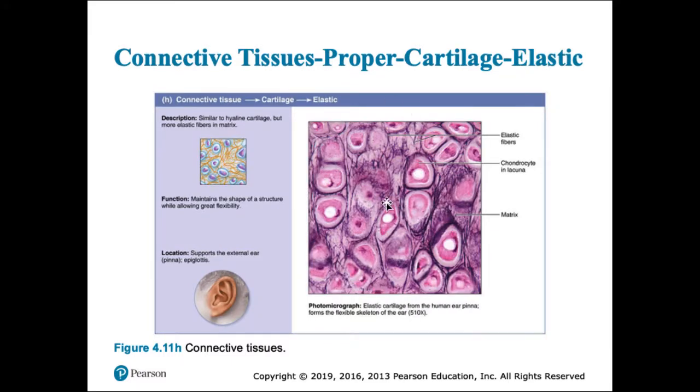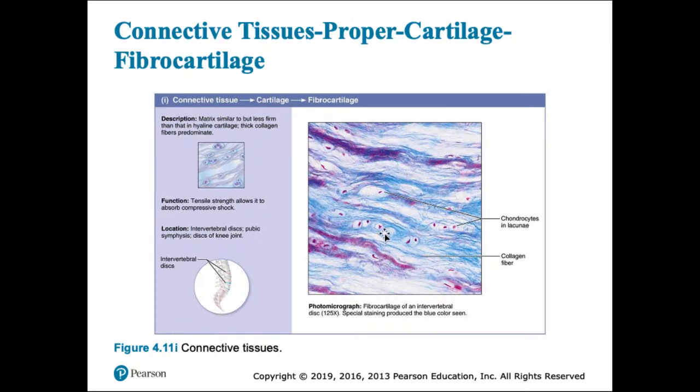And this elastic cartilage here typically maintains the shape of a structure, so you're going to find this in the ear, or the external ear, I should say. And you can see what that looks like. So it helps maintain structure as well as flexibility.